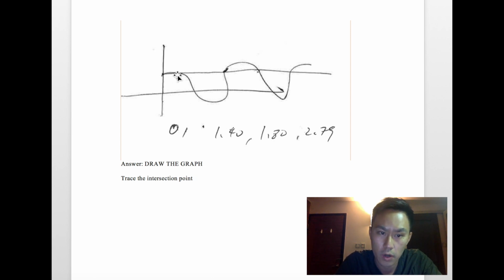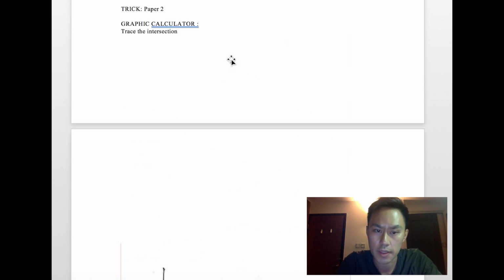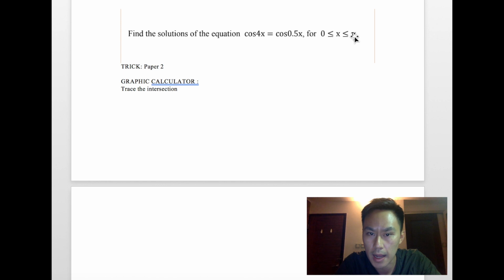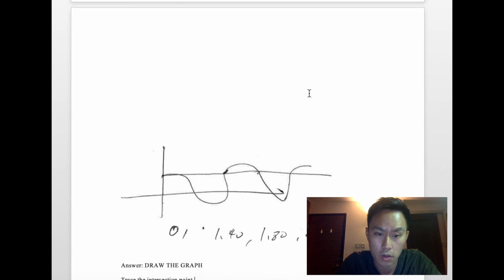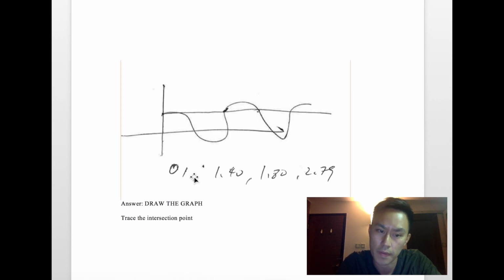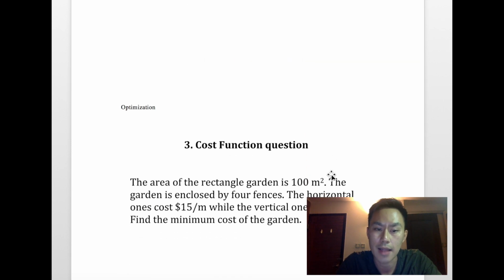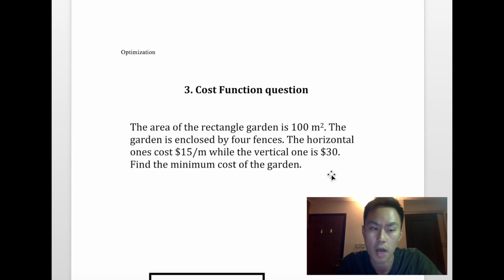So 0, 1.4, and then 1.8, and then 2.79. So you will have 4 answers. For this question, it will be a 4-mark question. Yeah, so you get that, okay? So 0 to pi is 3.14. So check that your answers are within 0 and 3.14, because 2.79 is smaller than 3.14. Yeah, that's it. And then the last question in this video will be optimization.